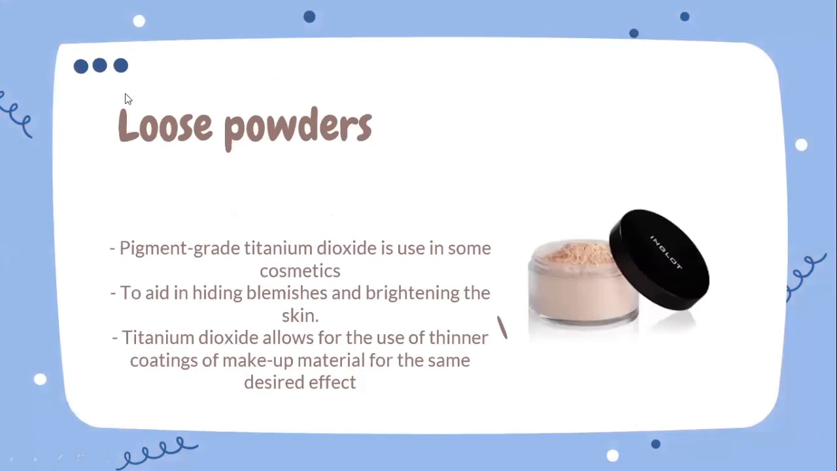Okay, next is loose powders. Pigment grade titanium dioxide is used in some cosmetics. It aids in hiding blemishes and brightening the skin. Titanium dioxide allows for the use of thinner coatings of makeup material for the same desired effect.